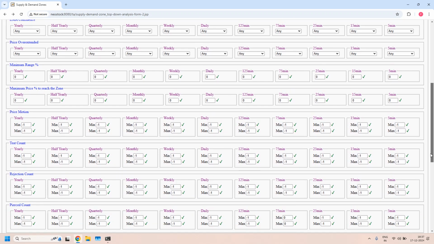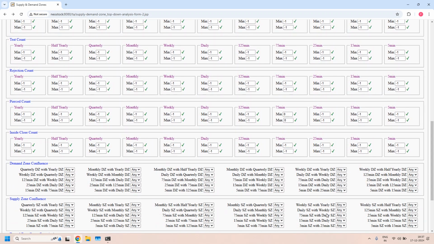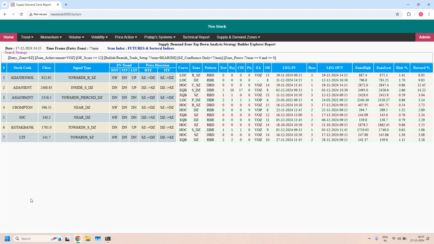In the supply zone confluence, I have to look for 75 minute supply zone with daily supply zone confluence. I enable the filter. With this filter, we got 7 stocks. In all these 7 stocks, these 75 minute supply zones are part of the daily supply zone. That is what you are seeing in the supply zone confluence. Always look into the search strategy.